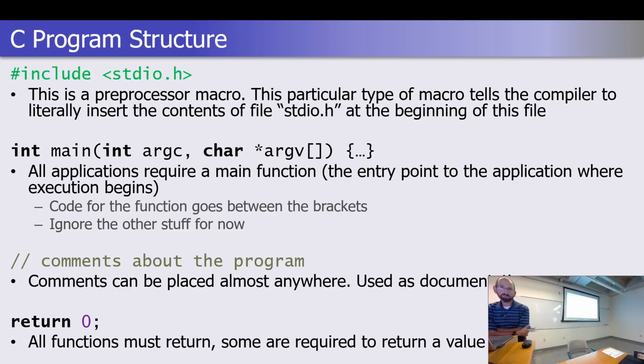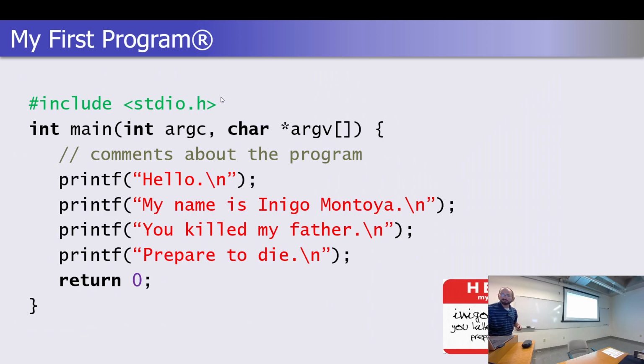This particular type of macro, the pound include macro, is telling the compiler, we'll talk about what that is, the program that's interpreting our source code we're generating, to literally take the contents of this other file that it's going to know how to find. The name of the file is stdio.h. To take the entirety of the contents of that file and essentially copy paste it, insert it into the beginning of my file. So if I go back to this slide here, that's what that first line is doing.